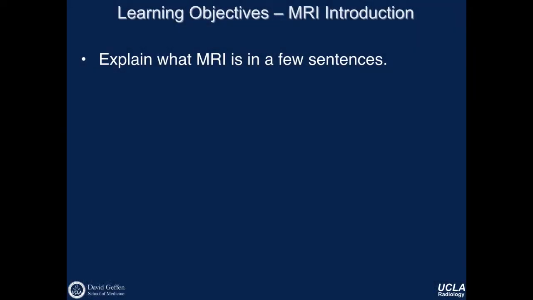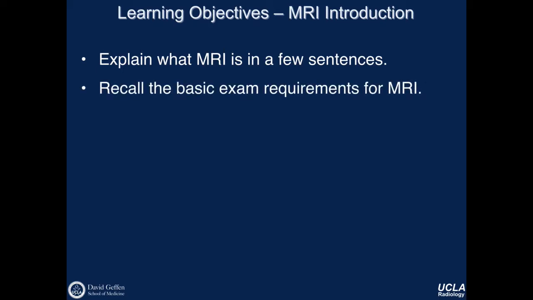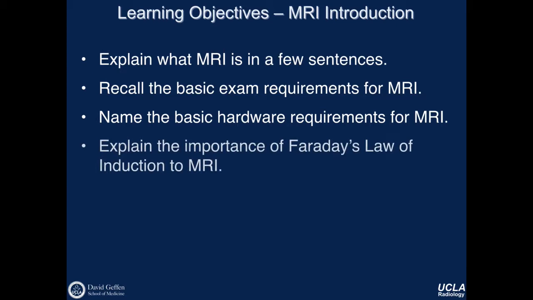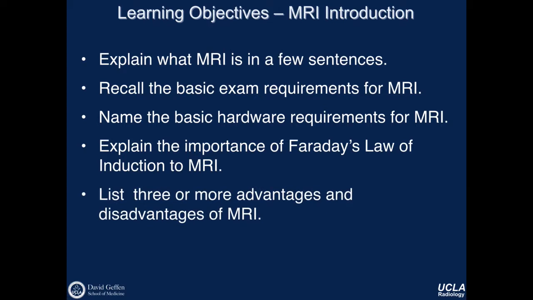At the end of this module, you should be able to reach the following learning objectives: to explain what MRI is in a few sentences, to recall the basic exam requirements for MRI, to name the basic hardware requirements for MRI, to explain the importance of Faraday's law of induction to MRI, and finally, to list 3 or more advantages and disadvantages of MRI. We begin by asking the simple question, what is MRI?